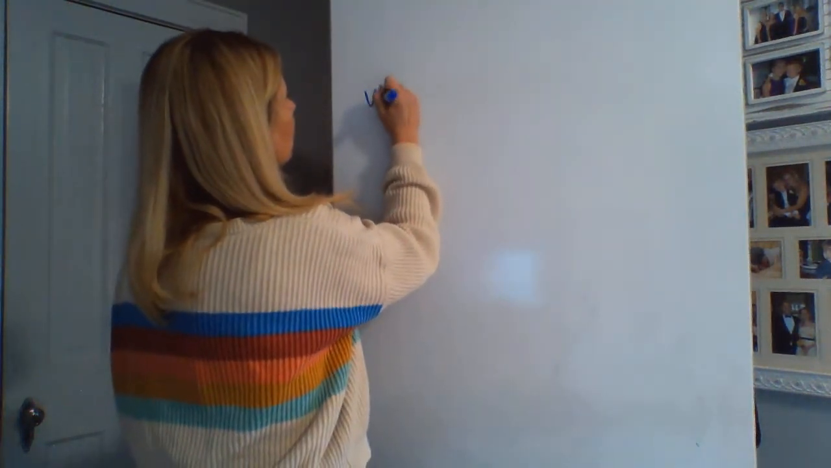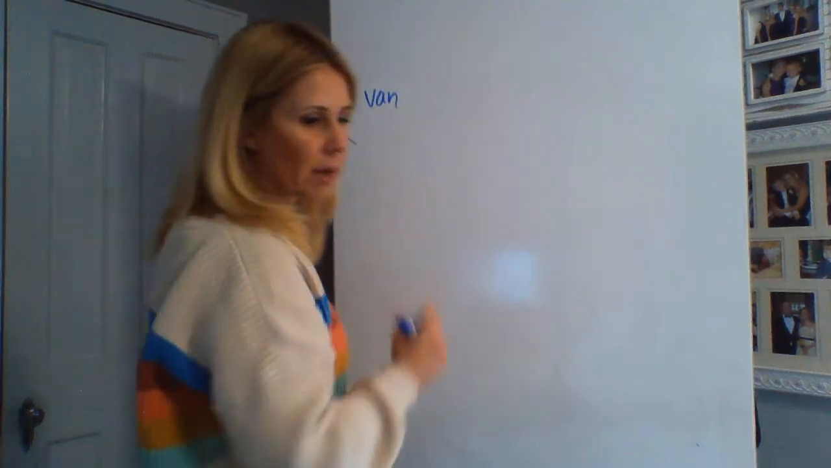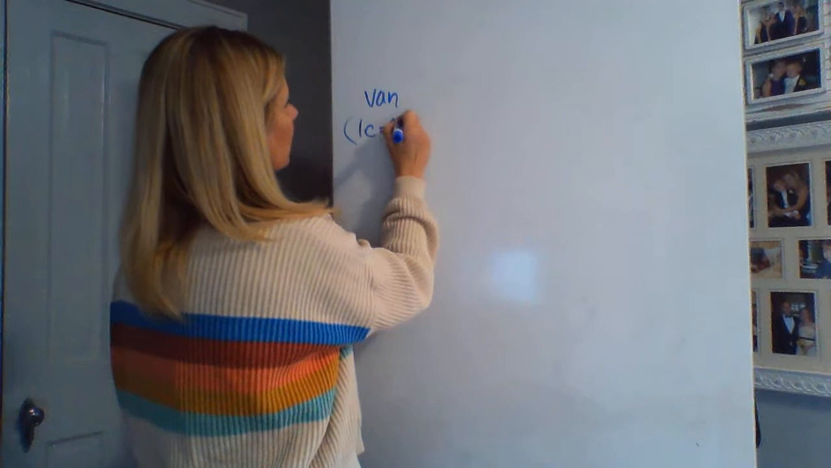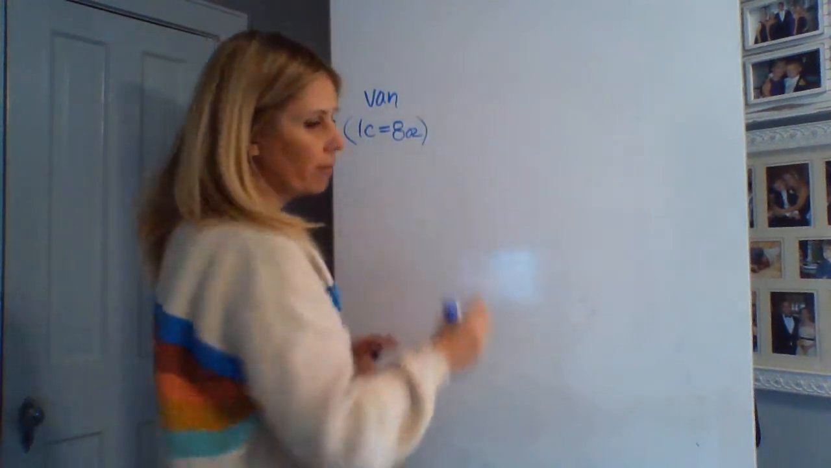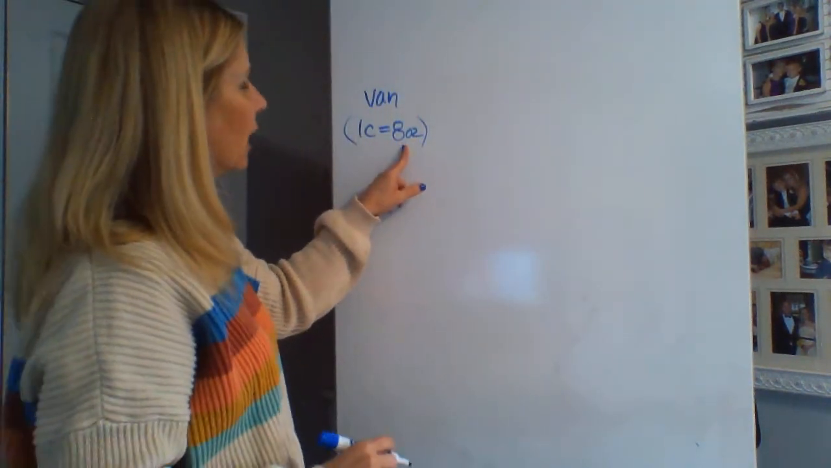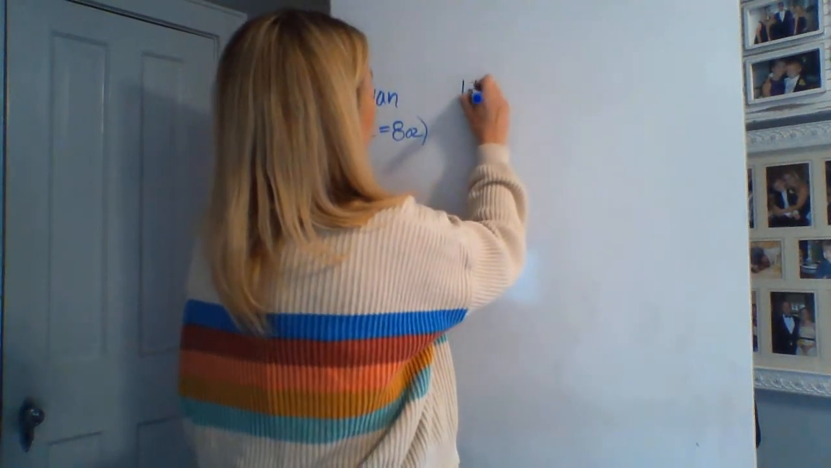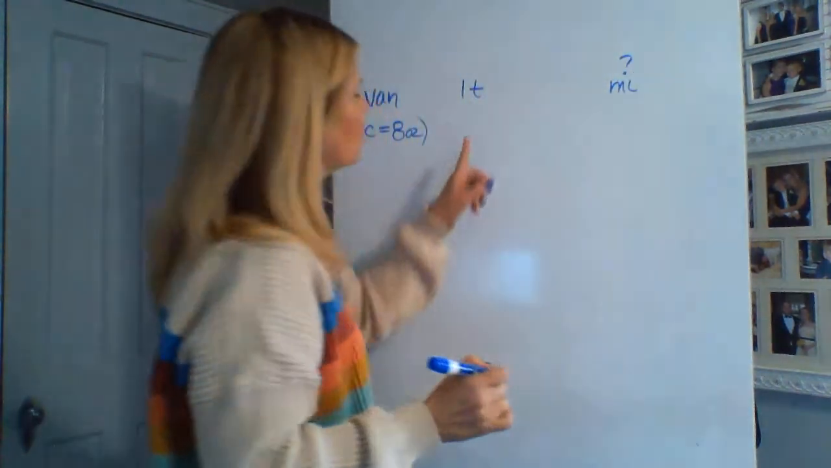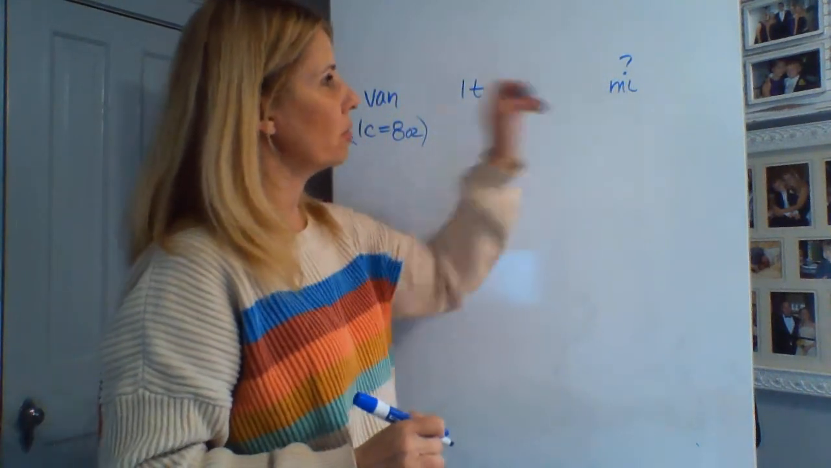And let's start with vanilla extract. So in the case of vanilla extract, they're giving us the information that 1 cup weighs 8 ounces in the case of vanilla. So if we had a cup of vanilla and we poured that content of the cup on a scale, it would weigh 8 ounces. But they want us to convert 1 teaspoon of vanilla. The question is, how many milliliters is that? So we're doing a teaspoon to milliliter conversion, okay?